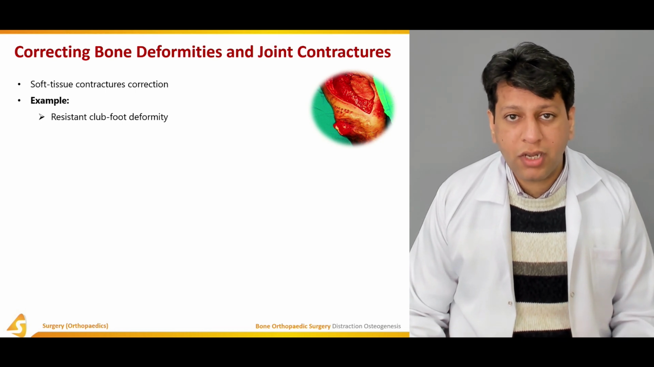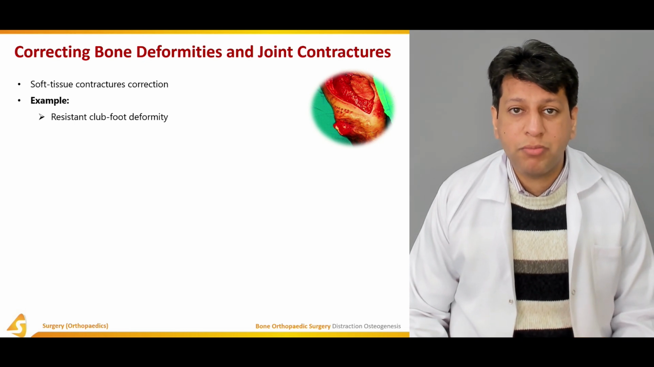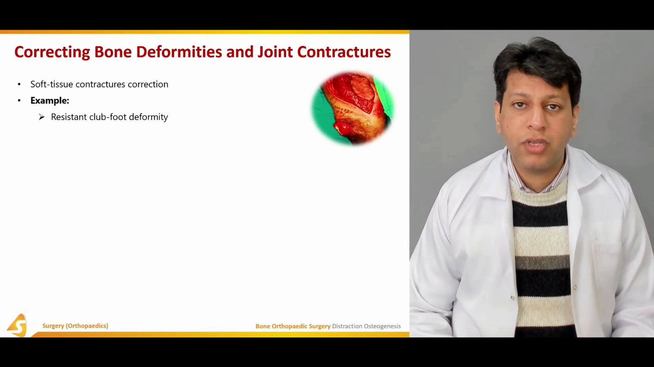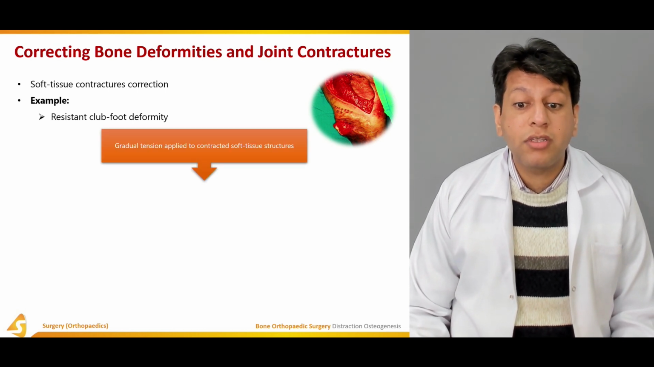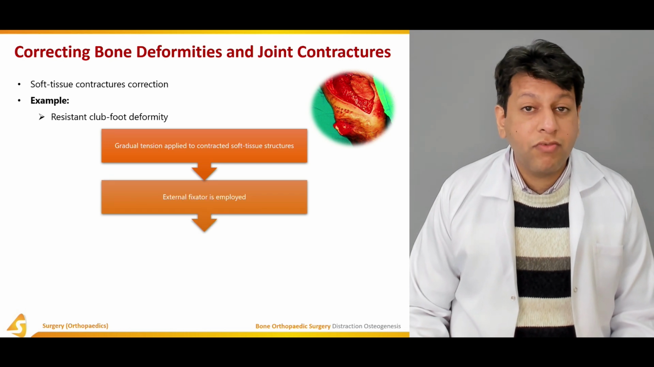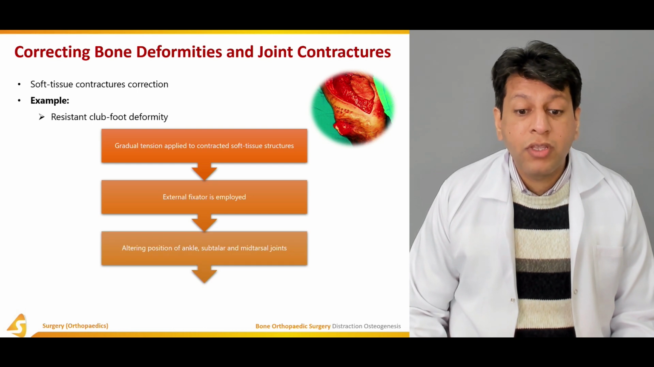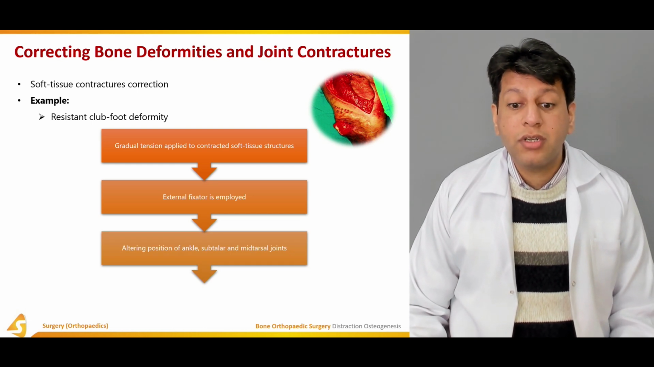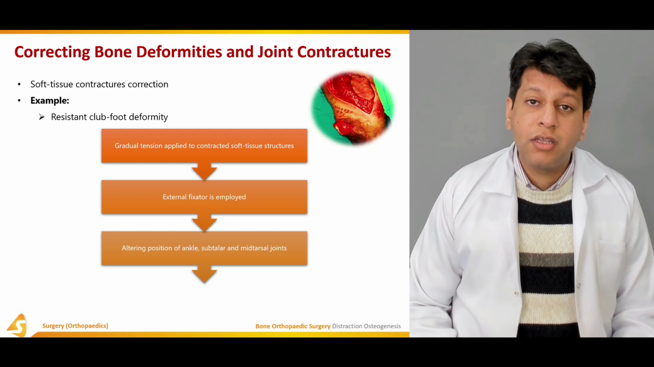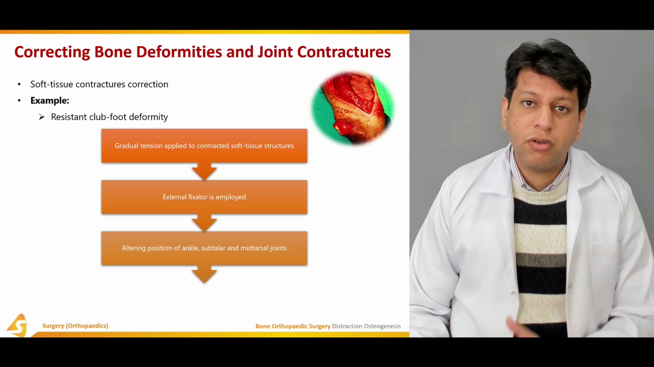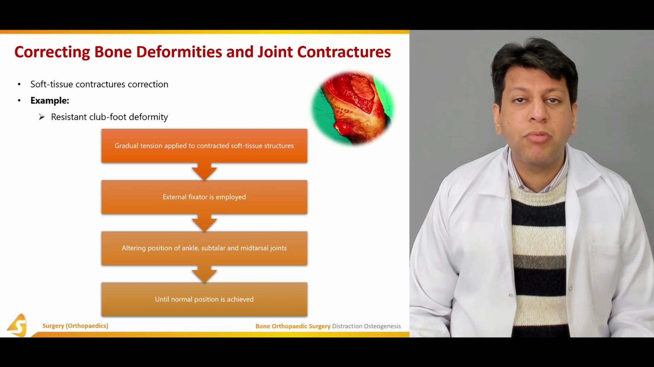Once the soft tissue correction is done, we can use this Ilizarov method to correct the bony problems as well, so that a plantigrade foot can be achieved. Initially, gradual tension is applied to counter the soft tissue structures. Then an external fixator in the form of Ilizarov is applied to correct the bony deformity. Once the position of the ankle, subtalar, and mid-tarsal joints is altered, over a long period of time, 1 month, 2 months, or 3 months, this can be corrected until the normal position is achieved.